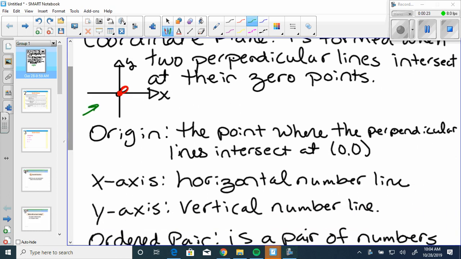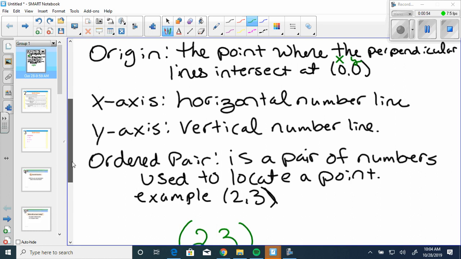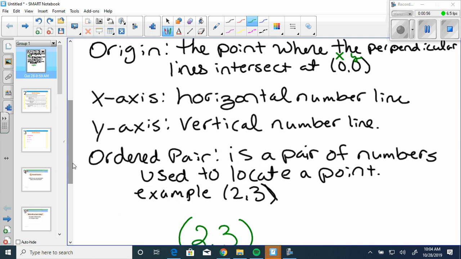I labeled my horizontal axis X, my vertical axis Y, and then here at the center is the point where they intersect at their zeros. From here, right is 1, 2, up is 1, 2, left is -1, -2, and down is -1, -2. The origin is the point where the perpendicular lines intersect at 0, 0. So we have an x of 0 and a y of 0. The x-axis is the horizontal number line, while the y-axis is the vertical number line.